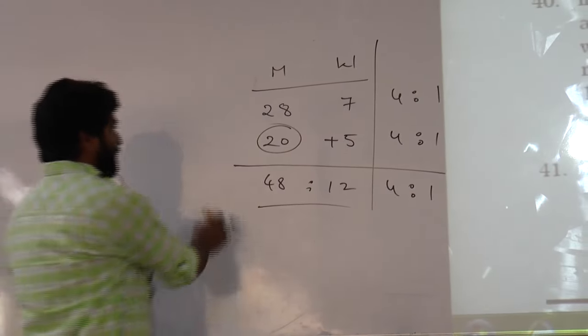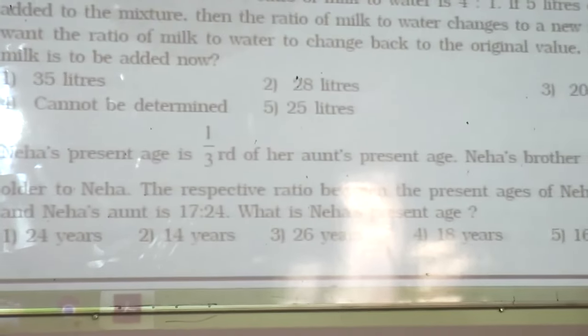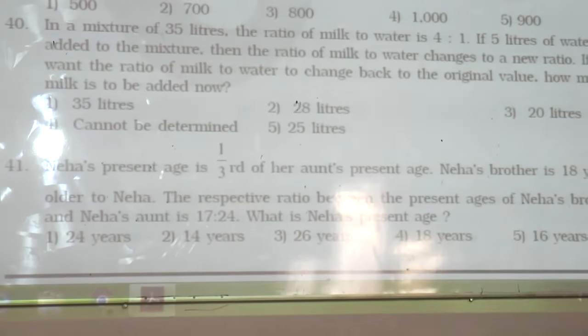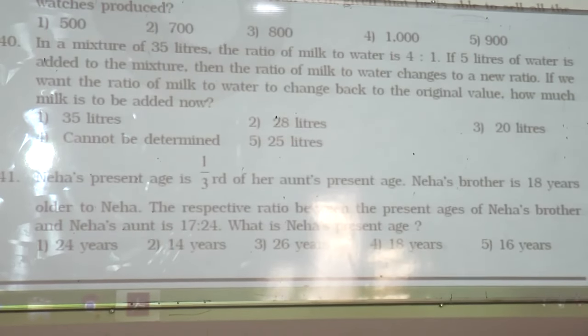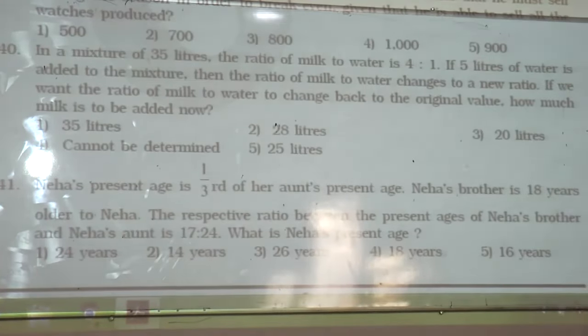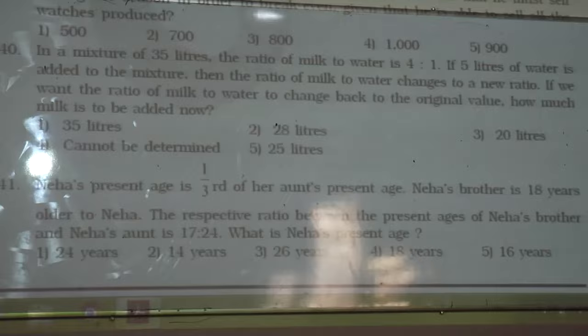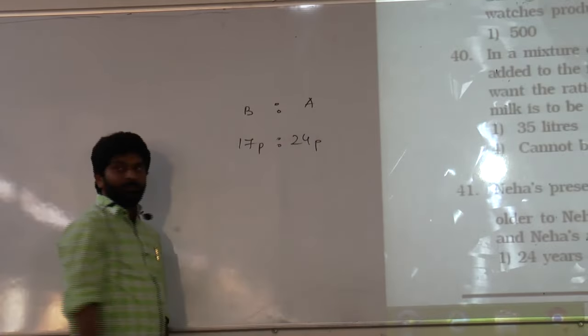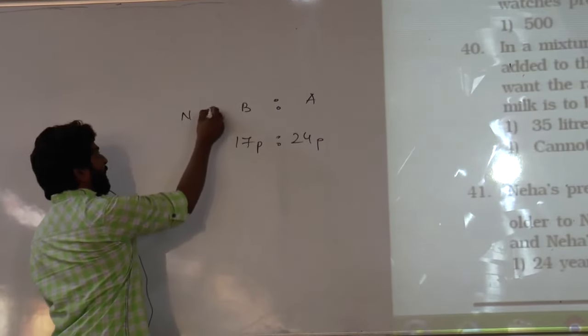Neha's age is 1/3 of her aunt's age. Neha's brother is 18 years older than Neha. The ratio between the ages of Neha's brother and Neha's aunt is 17:24. What is Neha's age? Brother's age to aunt's age ratio is given as 17:24. I want Neha's age also.